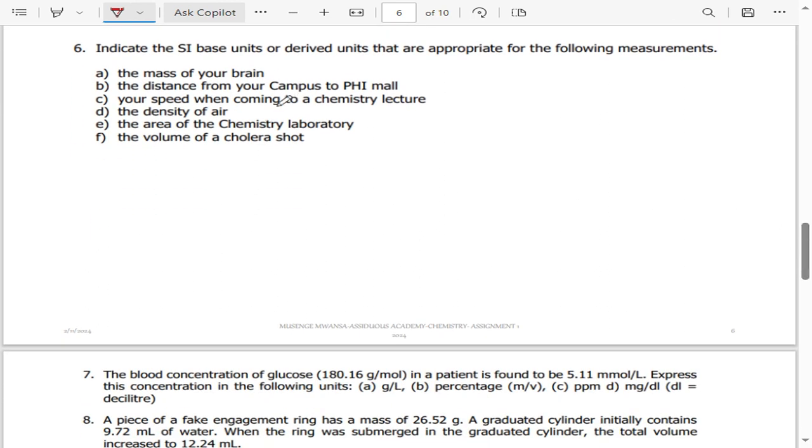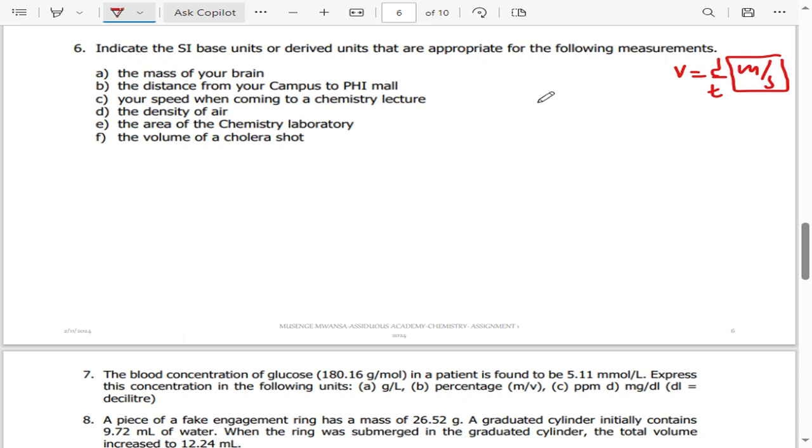Indicate the SI base unit or derived unit that are appropriate for the following measurements. So for a base unit, these are the ones that I've written on top. A derived unit is going to be found from more than one thing. For example, velocity is distance over time. Distance is in meters. Time, we know that SI unit is in seconds. So this becomes the derived SI unit.